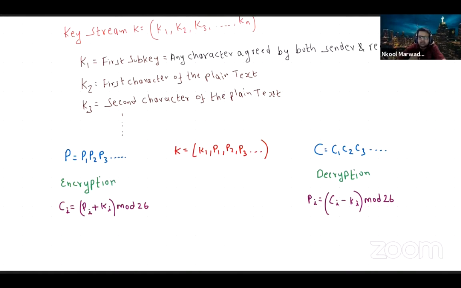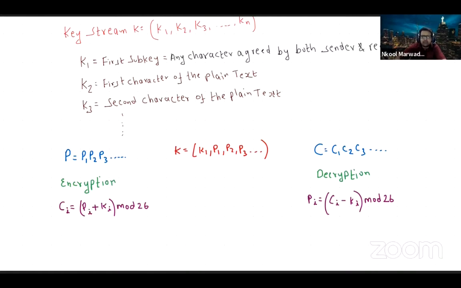But here the idea is that multiple keys are used. Every symbol will have a different key, and the key is generated automatically. Only the first subkey K1 has to be agreed upon by both sender and receiver. All the other keys are symbols of the plain text itself, like P1, P2, P3, and so on. Now let us look at one example to simulate this.